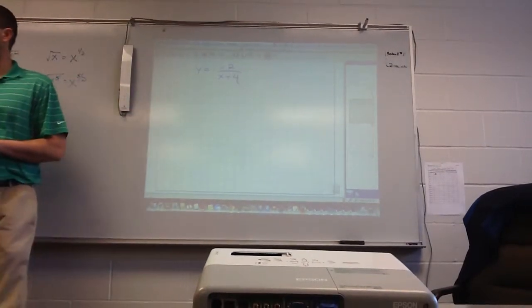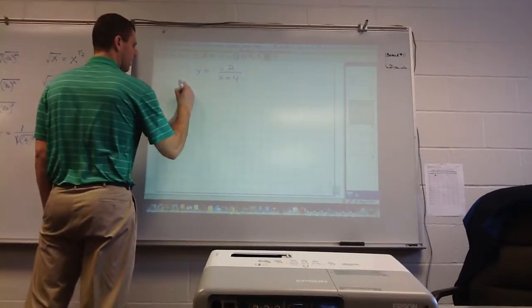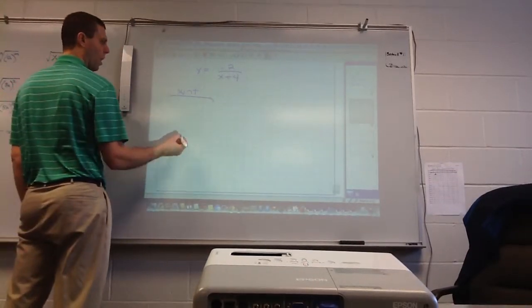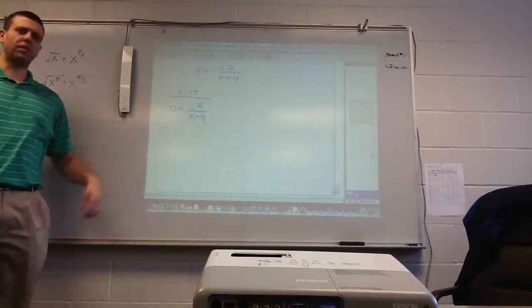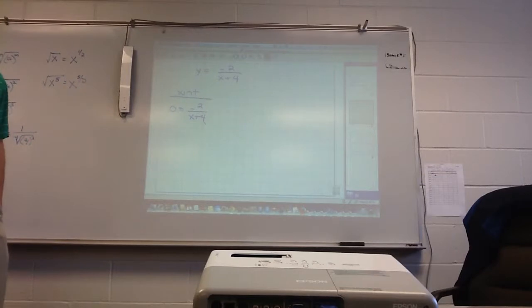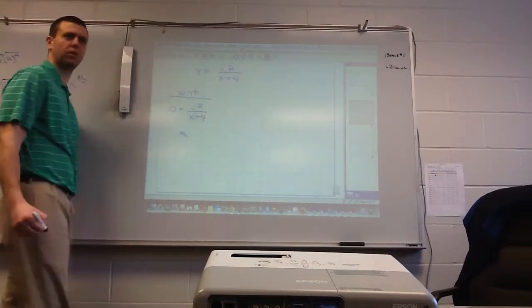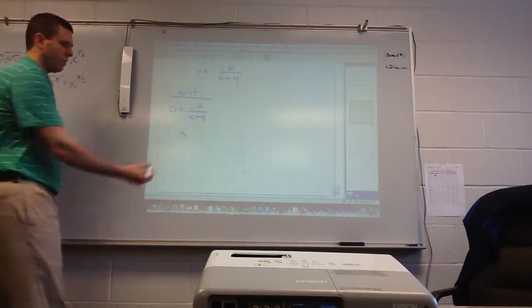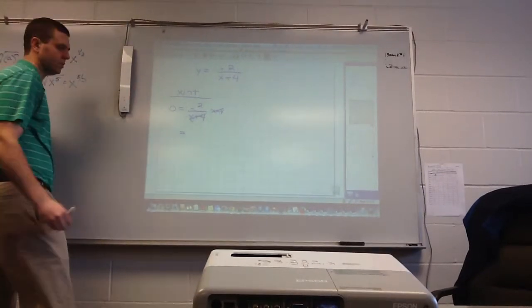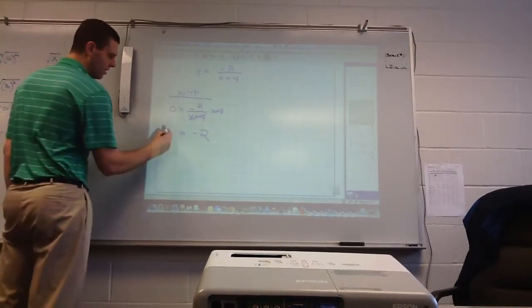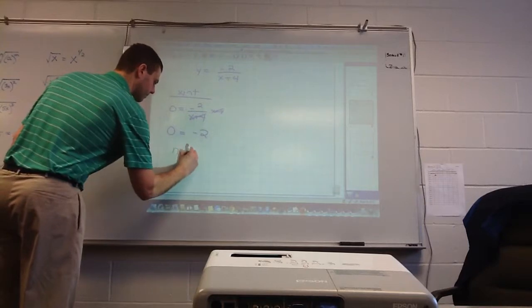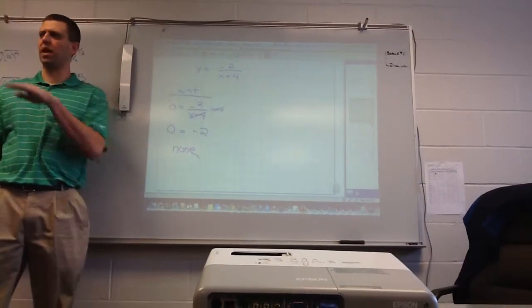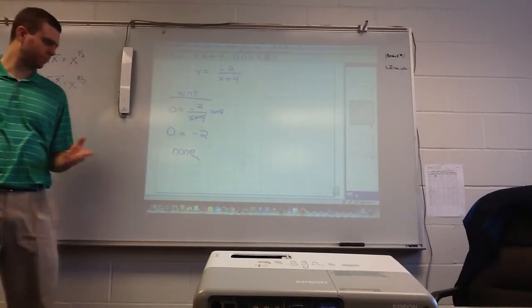How do you find x and y-intercepts? Plug in zeros, okay? So to find my x-intercept, I'm going to plug in a 0 for y. 0 equals negative 2 over x plus 4. How do I solve this? Multiply both sides by x plus 4. When I multiply this side by x plus 4, I just have negative 2, because the x plus 4 cancels out. And when I multiply 0 by x plus 4, I'll still have 0. And when is 0 equal to negative 2? Never. Therefore, where does this graph cross the x-axis? Never. None. There are no x-intercepts, which would make sense because didn't we have a horizontal asymptote at y equals 0? Yeah. So there are no x-intercepts.